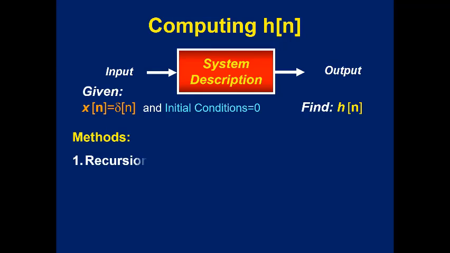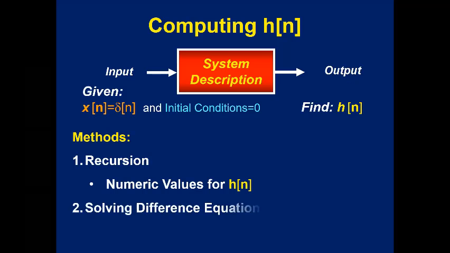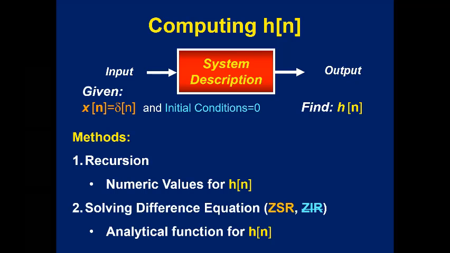So we've done this with recursion already. If we wanted numerical sample values of the unit sample response, we can certainly do that. We're also going to want to have it analytically. We're going to want to have some function of n that describes the unit sample response for any n. That's our goal now. We want to go beyond what we were able to do previously with recursion and actually get an analytical function. And we'll have to do that by solving the difference equation.